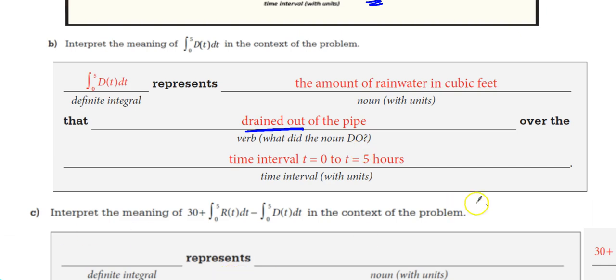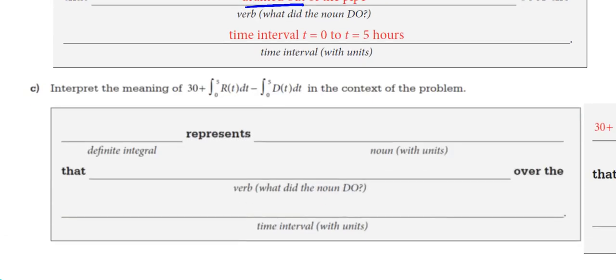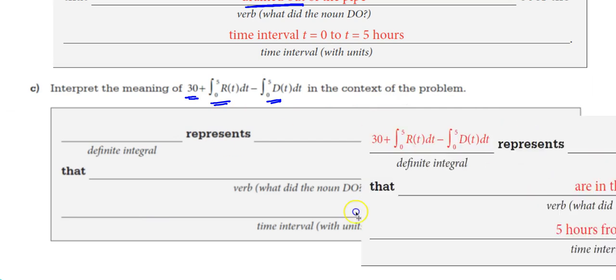Now, take a look at part C, which is very interesting. You have to understand that there was initially 30 cubic feet of water in the pipe. Over a 5-hour period water came into the pipe and over the 5-hour period water left the pipe. So what does this represent? This is very interesting. Of course, the full question is that you will have to find this answer by putting all these values in the calculator, which we are going to do by the end of this video. But for now, let's understand how we write the meaning of this definite integral. So let me bring the answer here.